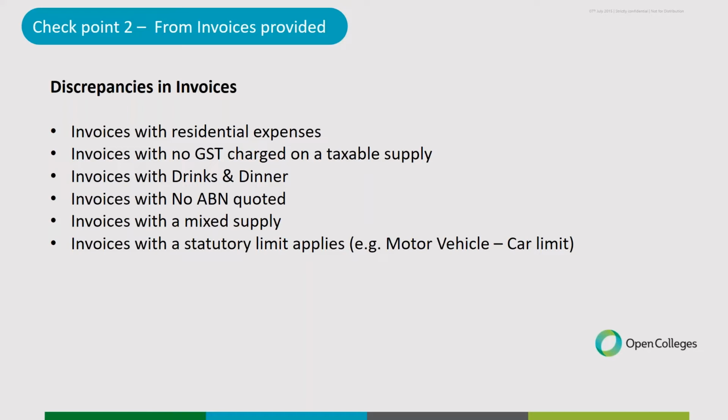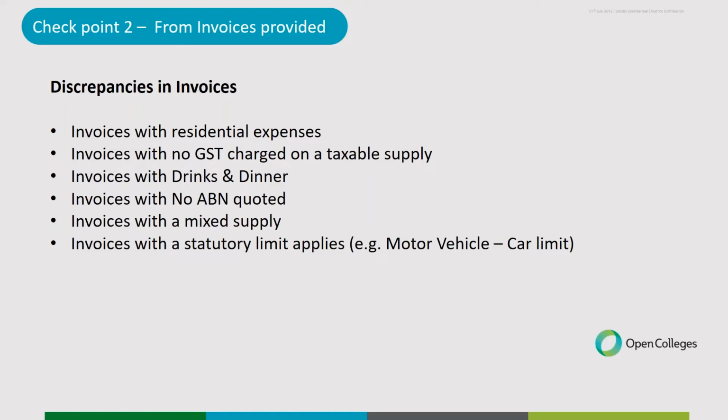So it will be less than 10% of the total amount, because normally an insurance invoice will have a GST component and a GST-free component together in one invoice. And lastly, we have an invoice of a motor vehicle, where the statutory limit applies. So we are going to have a look at these one by one.